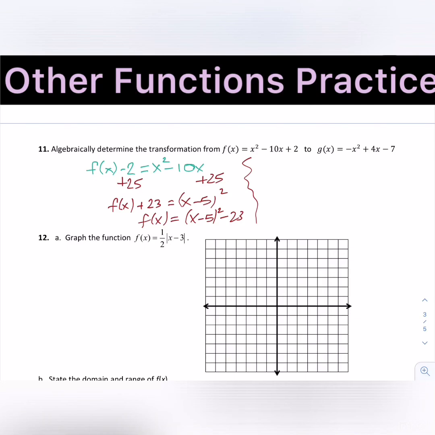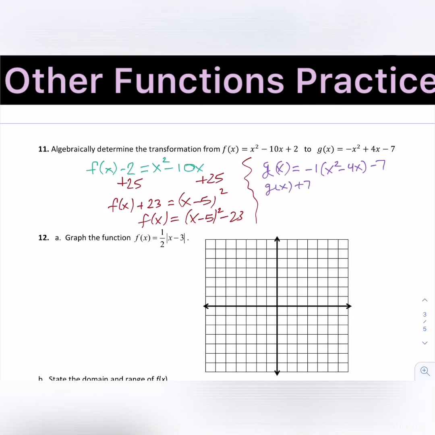Now let me jump on to the next one here, which has to factor out, unfortunately, a negative 1 first. So let's just factor out a negative 1 from that. So that's x squared minus 4x minus 7. I'm going to move that 7 over with the g of x.